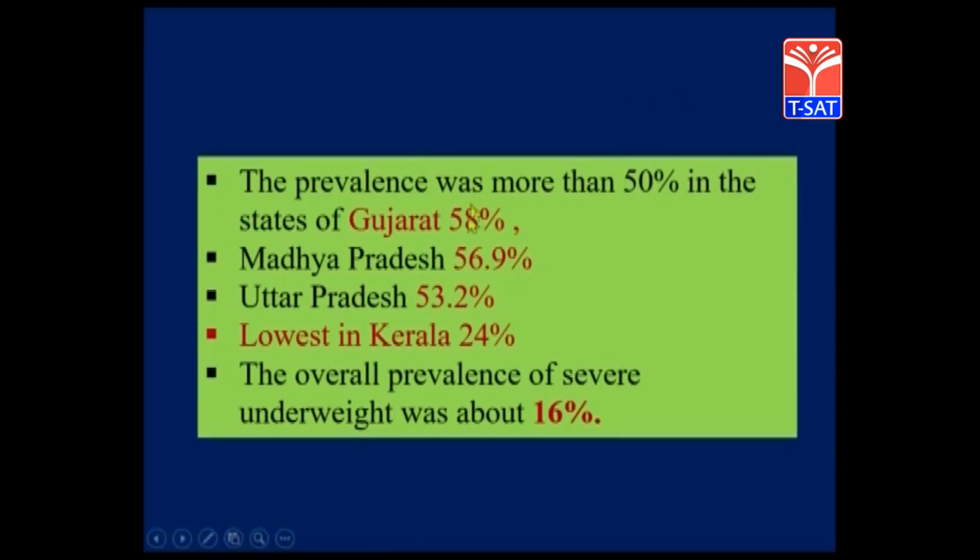Children, the prevalence of this underweightedness was found more than 55% in the states of Gujarat, 58%, Madhya Pradesh 56.9%, Uttar Pradesh 53.2%, and it is found lowest in the state of Kerala, which shows the development as well as progress in the country. It is only 24%, and the overall prevalence of severe underweight was about 16% in the entire nation.